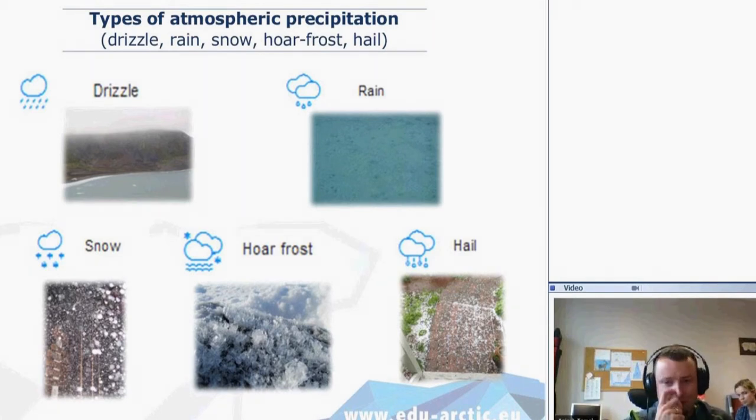Hoar-frost. Hoar-frost is a coating or deposit of ice that may form in humid air in cold conditions. So when the temperature is below 0 degrees, usually it appears overnight. And hail. Hail is another form of solid precipitation. It consists of balls. So these balls usually fall when there's a storm. So cumulonimbus clouds produce this kind of precipitation.